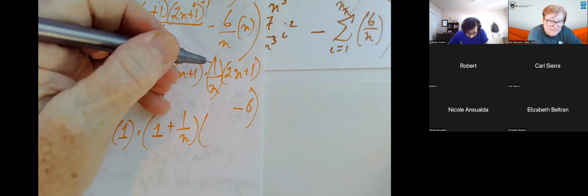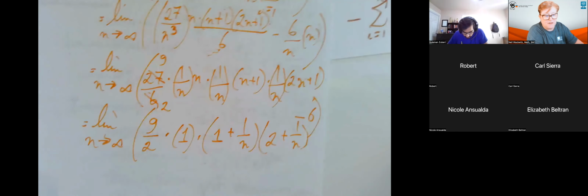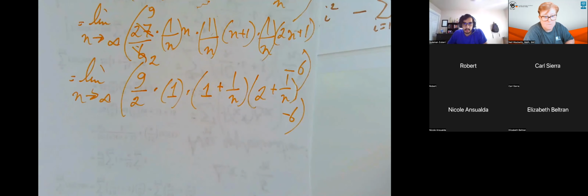What is 1 over n times 2n? 2. Good. And we still have a plus 1 over n. And the whole thing is minus 6, close parentheses. Can we finally take the limit? We still got to add everything together. But we can't really add it together until we take the limit, because some of the terms, once we take the limit, will go to 0.